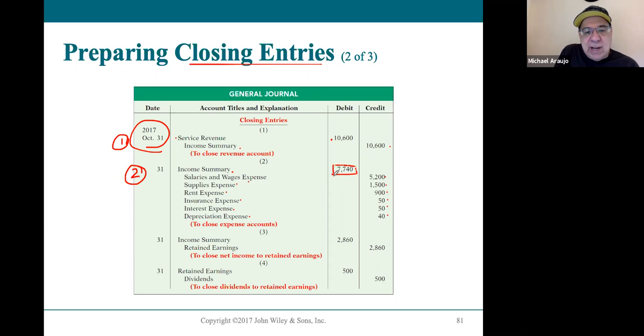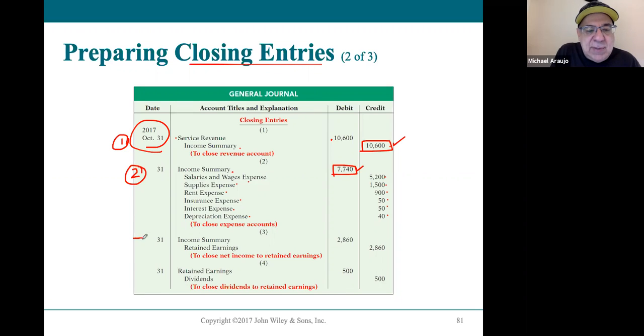And then we move total expenses over to income summary. So look at what's sitting in income summary right now: total revenue of $10,600 and total expenses of $7,740. This is exactly what's on the income statement. This is the total revenue. This is the total expenses. So what's sitting in income summary is the same as your total revenue and total expenses in your income statement.